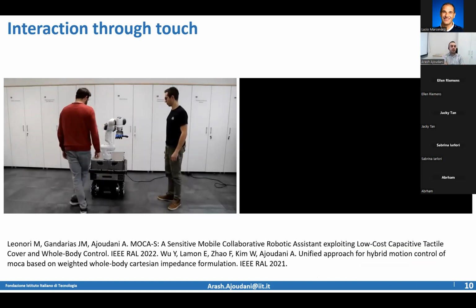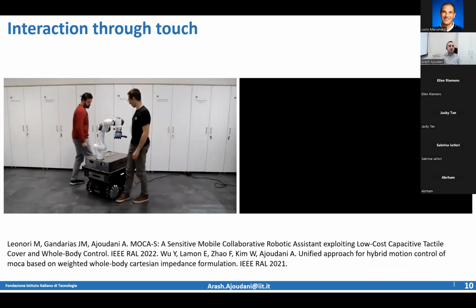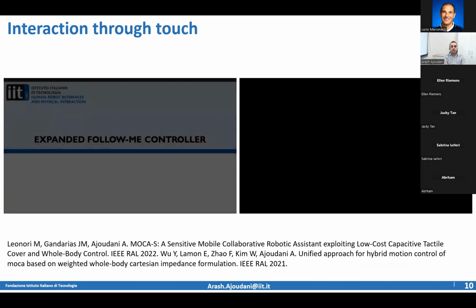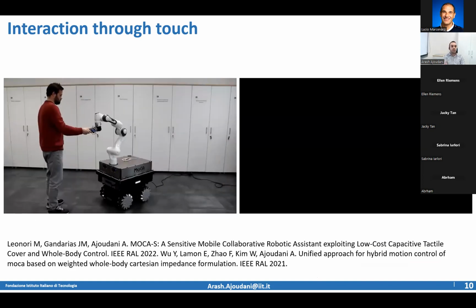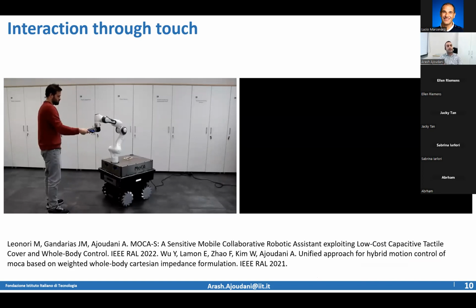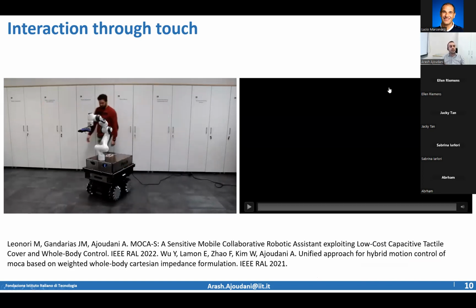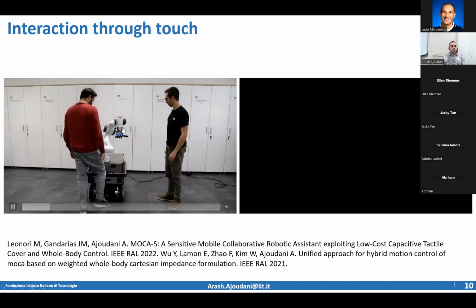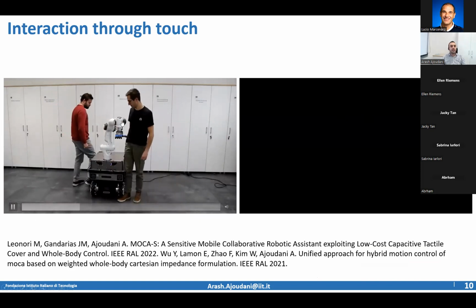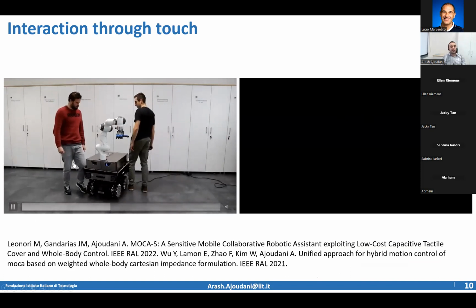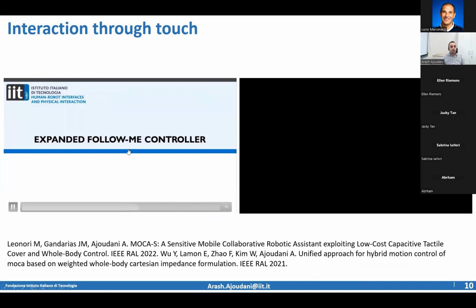Another really nice interaction scenario can be when you're dealing with mobile robots. This is one of our recent designs that we call MOCA, which is Mobile Collaborative Robot. The touch here means that you can control the robot through the force sensing or torque sensing that you have in the arm, or through the capacitive sensors that we have developed and put through the mobile base.